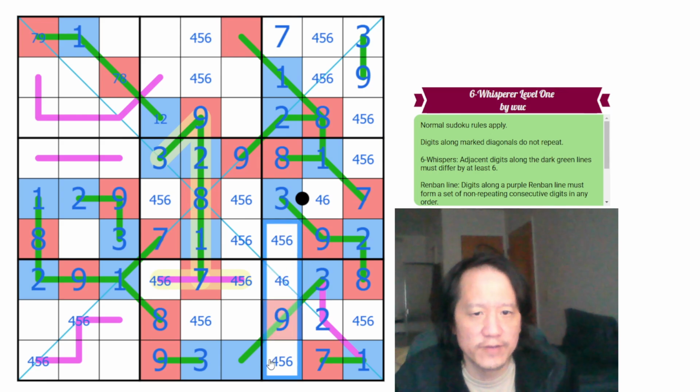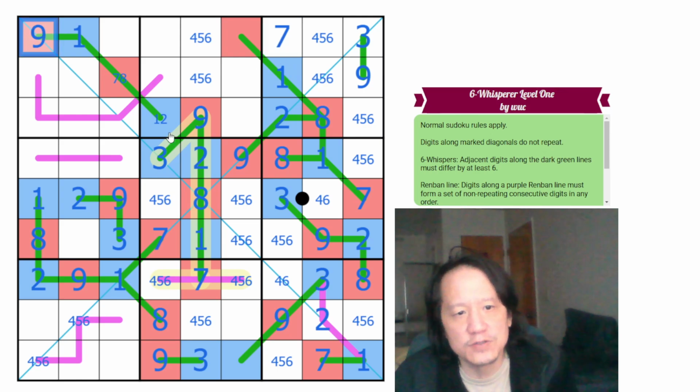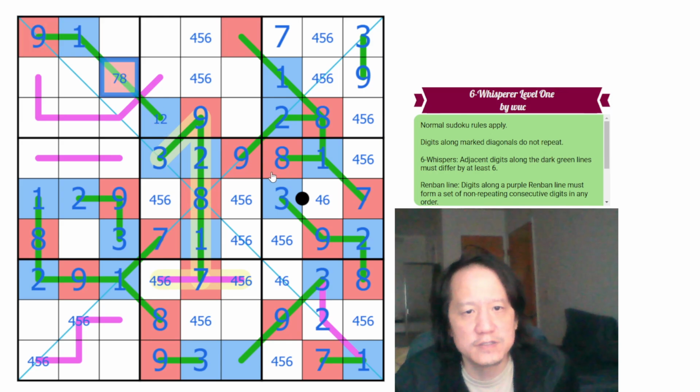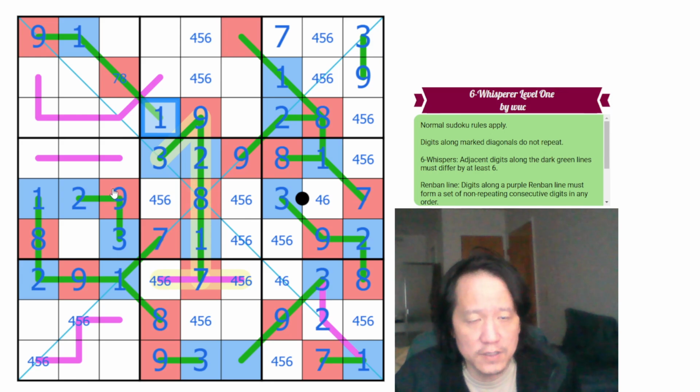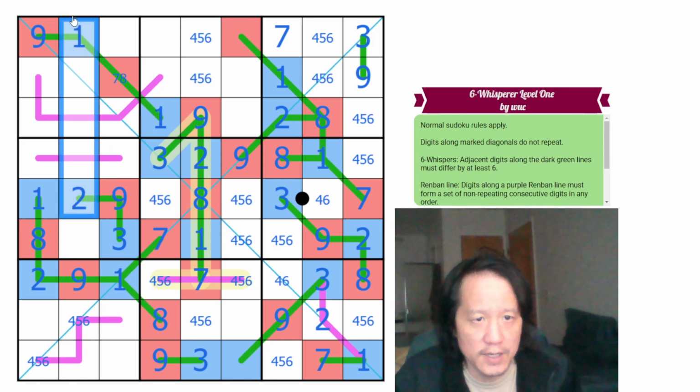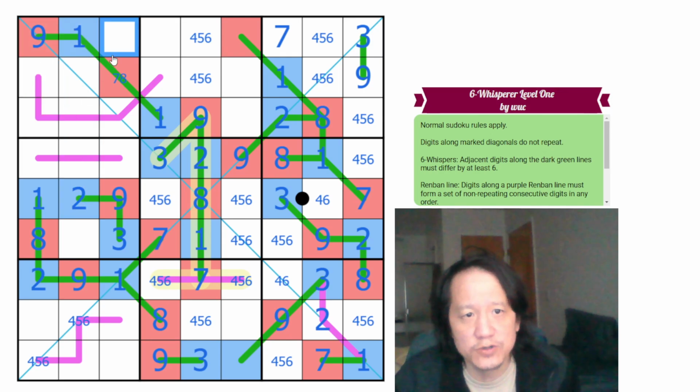Because we have a 4, 5, 6 triplet in column 7, that eliminates 4, 5, and 6. This can no longer be 7, so this is 9. We don't know about this. This can't be 2, so this has to be 1. Let's see. 2 cannot be here. It cannot be any of these cells in box 1, so it must be here. So this is a 2.